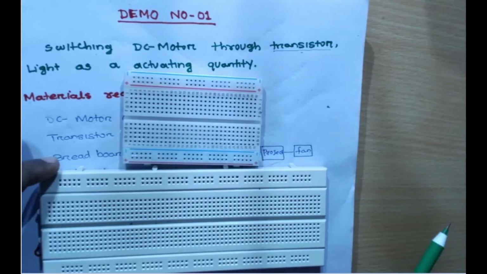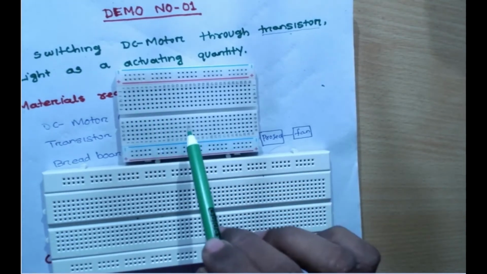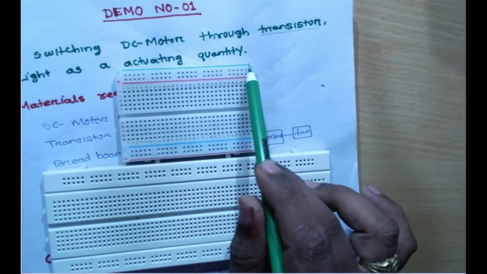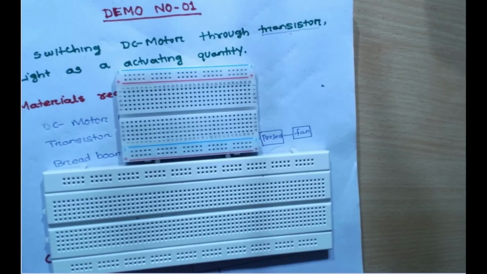What is there in this breadboard? You can see there are two differences. In the above breadboard, the red color indicates positive and the blue color indicates negative, but this is not mandatory. Generally, in the one below, you cannot see such marking. But this is a bus bar.